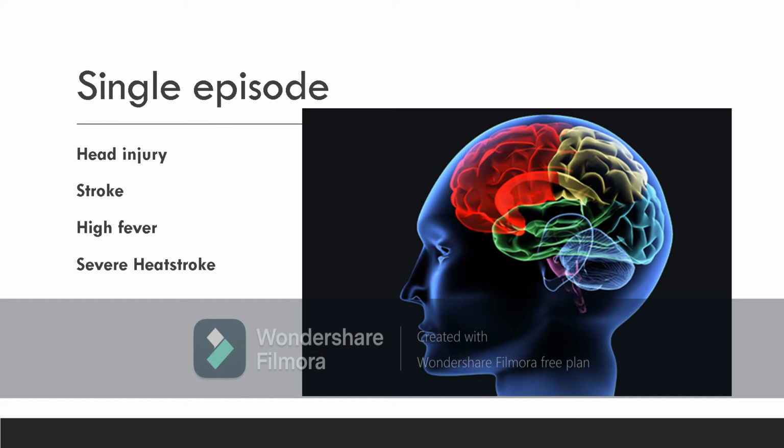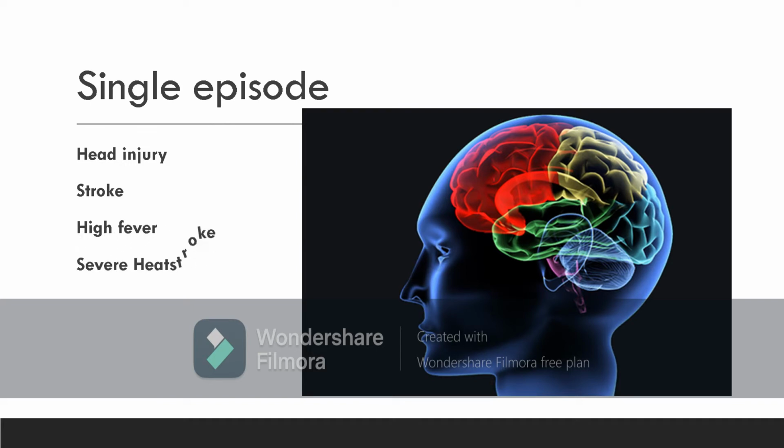Then in the case of stroke, there could be paralysis of one side of the body. There could be slurred speech, difficulty in swallowing, double vision, and drooping of one side of the face, which has affected the brain's electrical activity and has caused seizures in that individual. These seizures could be common, and they could last for weeks following a stroke.